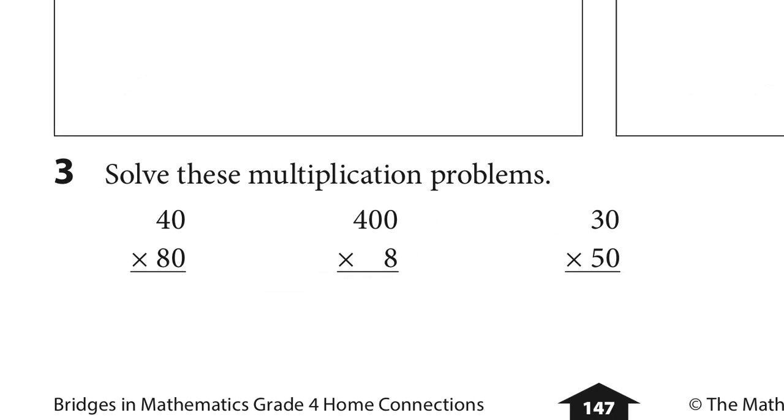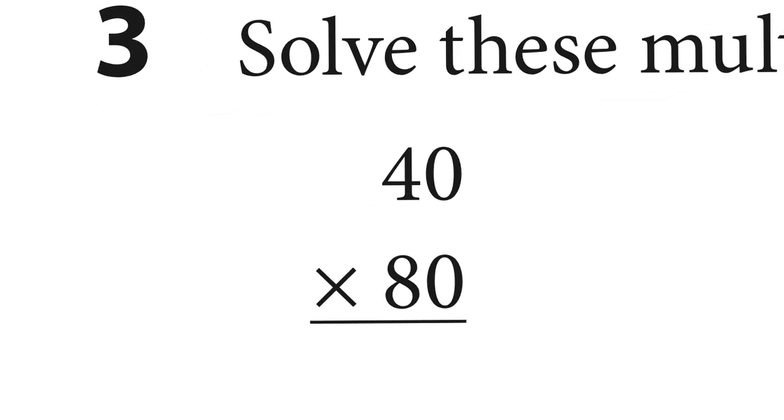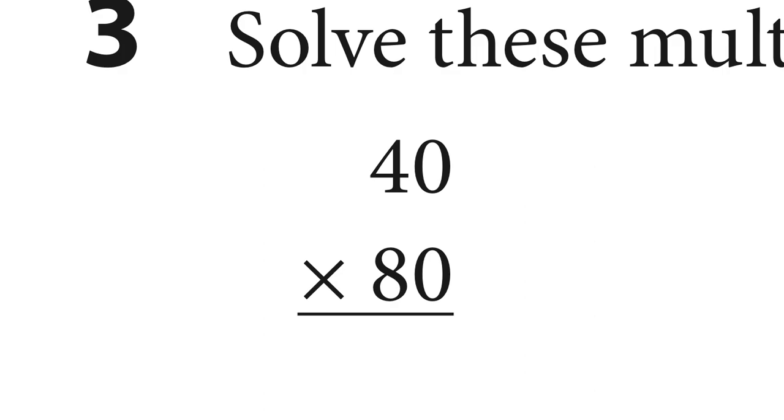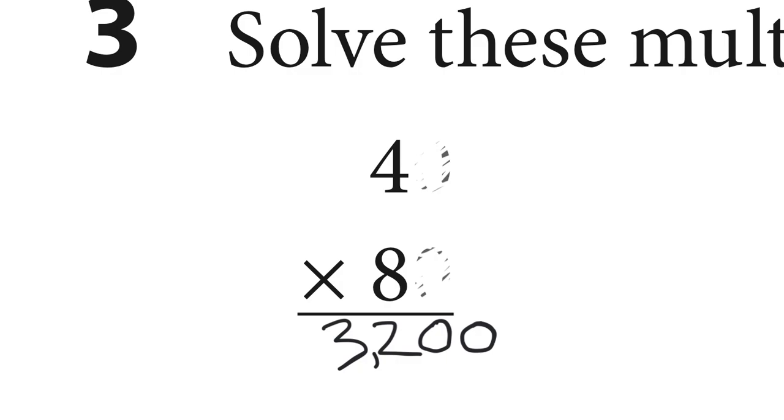Here are multiplication problems that they just want you to do. One thing to remember is that, if I ignore these zeros, pretend they're not there, 4 times 8 is what? Hopefully you're saying 32. Now I'm just going to take those 2 zeros that I forgot about and put them back on. So the answer is 3,200.